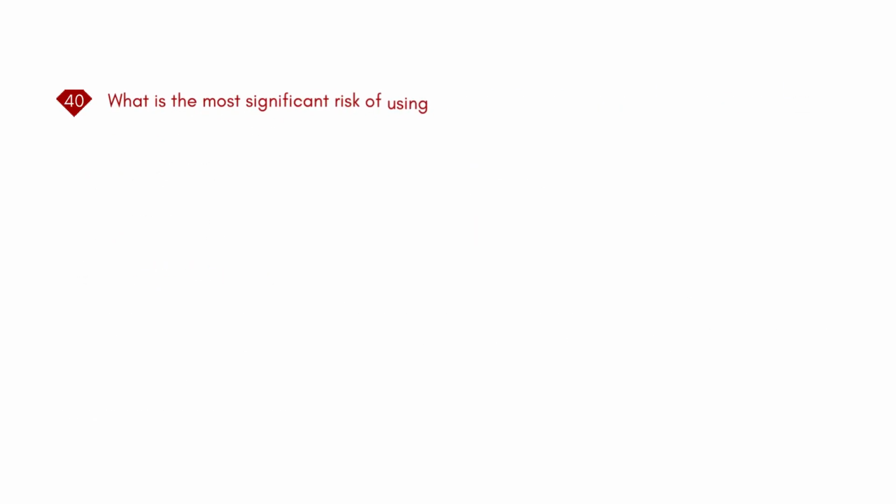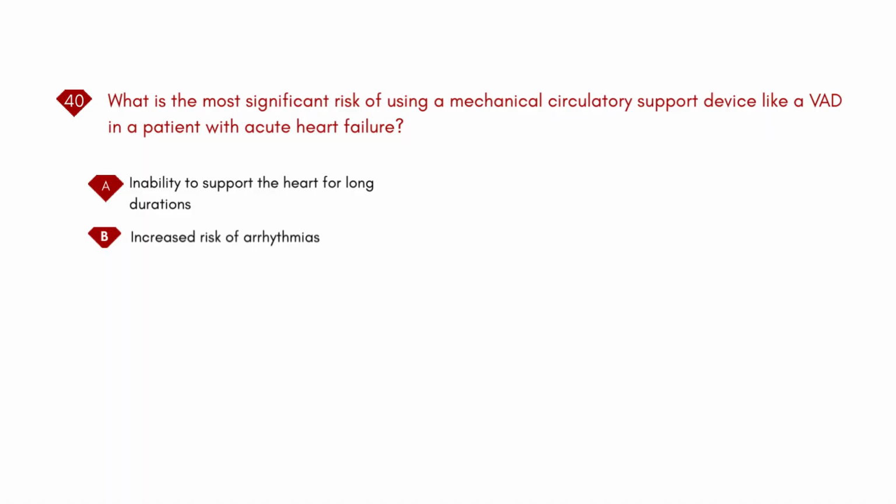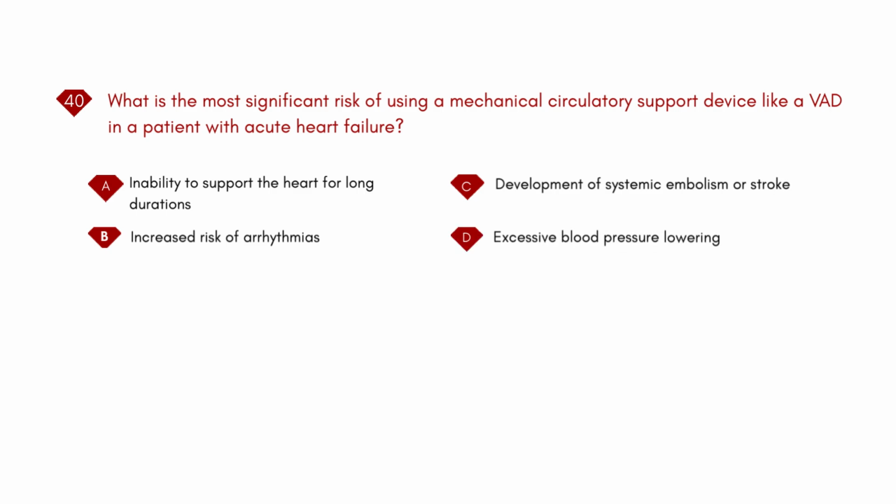What is the most significant risk of using a mechanical circulatory support device like a VAD in a patient with acute heart failure? A. Inability to support the heart for long durations. B. Increased risk of arrhythmias. C. Development of systemic embolism or stroke. D. Excessive blood pressure lowering. Answer: C. Development of systemic embolism or stroke.